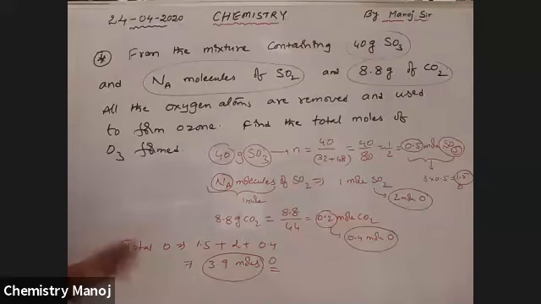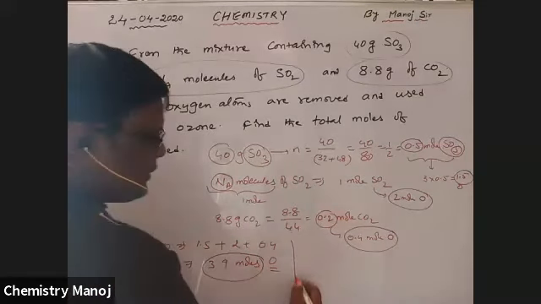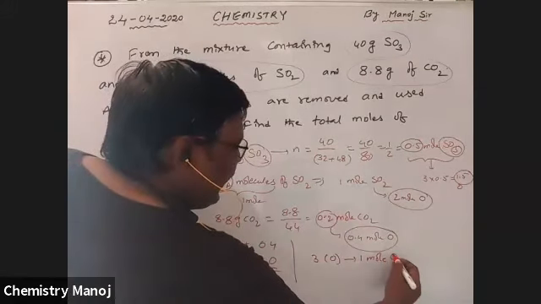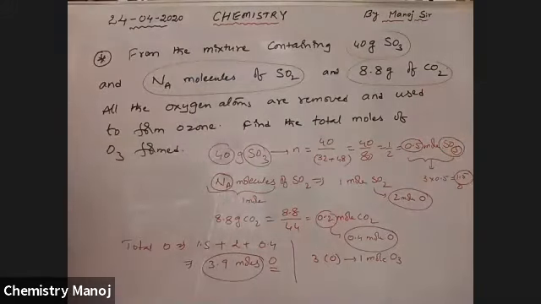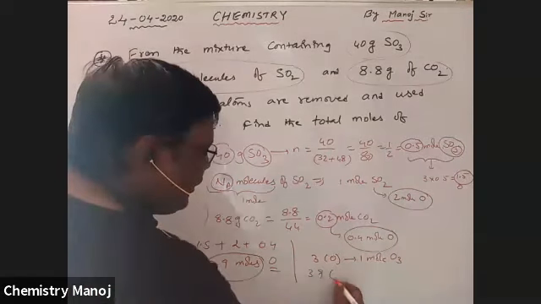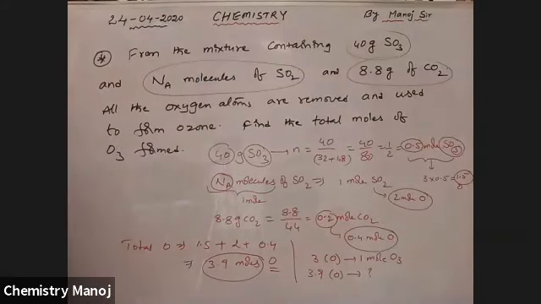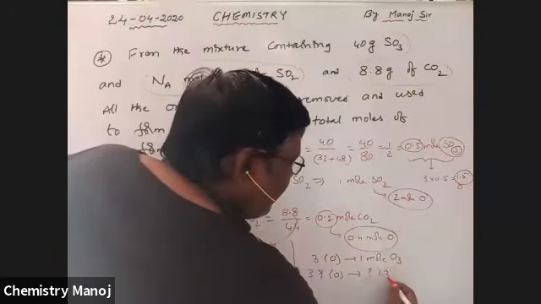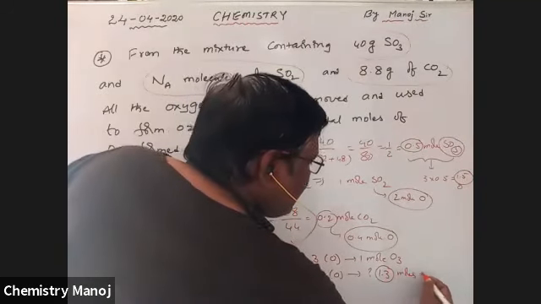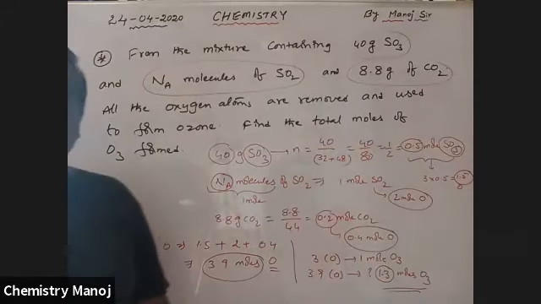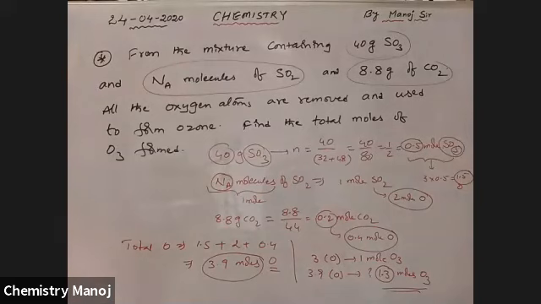Now this oxygen is entirely converted into O3. That means 3 moles oxygen gives 1 mole O3. Here 3.9 oxygen gives how many moles? That is 1.3 moles O3 is formed.